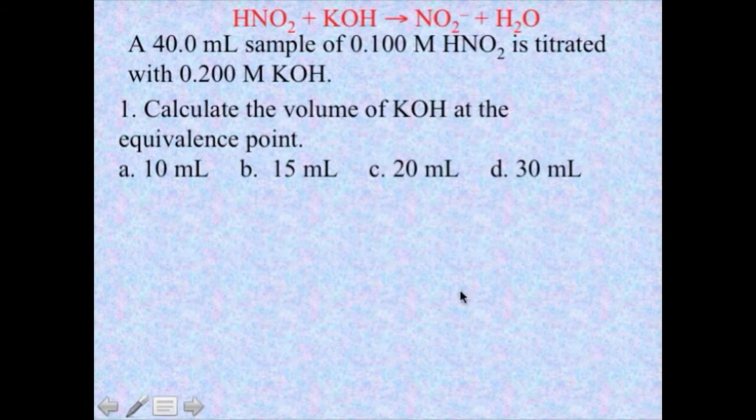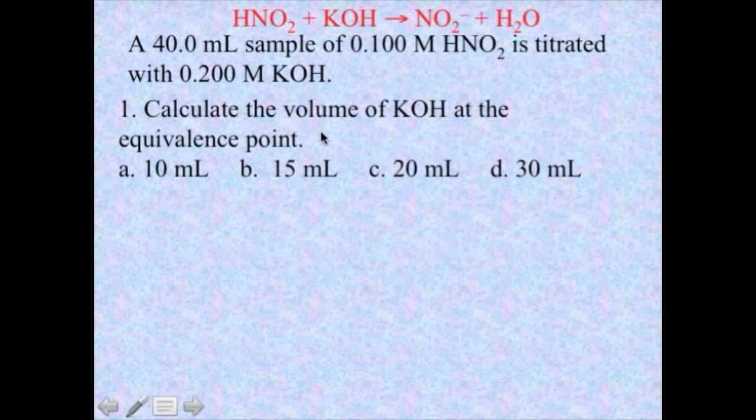Now let's do a practice problem similar to the one we just did to see if you've gotten the hang of it. A 40 milliliter sample of 0.1 molar nitrous acid is titrated with 0.2 molar potassium hydroxide. In the first part of this, calculate the volume of potassium hydroxide at the equivalence point. Turn your playback off, try to do it, and come back and we'll discuss it.